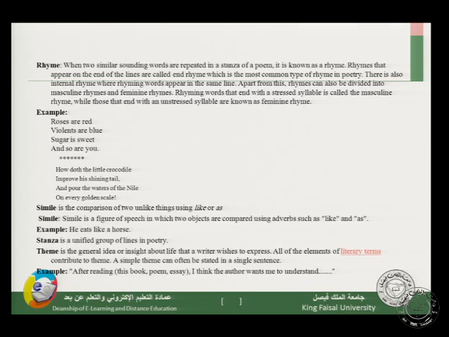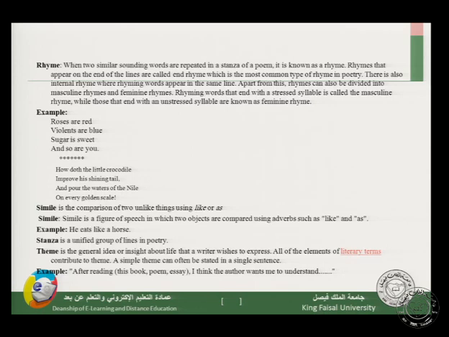Okay, theme is not the topic of the story. Theme is something that you infer, that you understand after reading a poem. Okay, you come up with it from your own, but it has to be relevant to the general topic of the poem or of the story. Okay, theme is the general idea or insight about life that a writer wishes to express. All of the elements of literary terms contribute to the theme. Okay, the other literary terms like simile, metaphor, anaphora, personification.